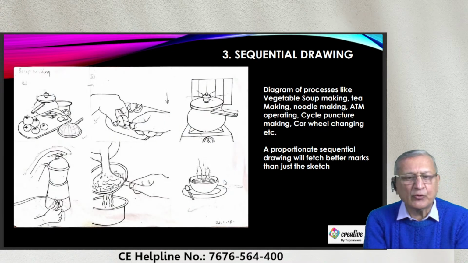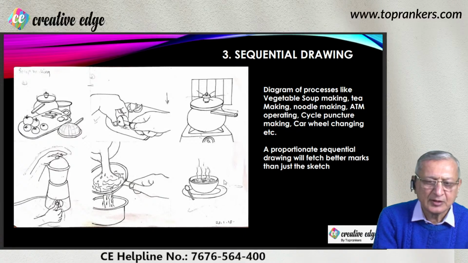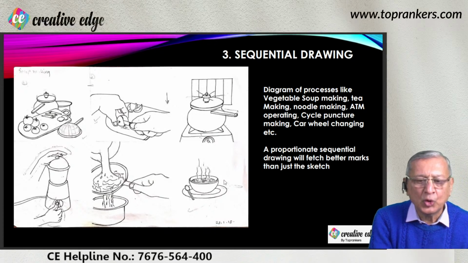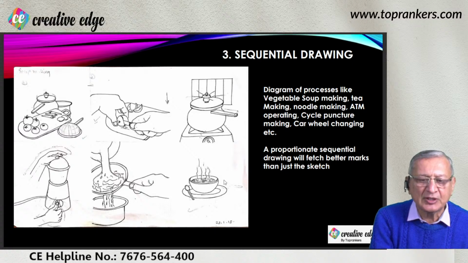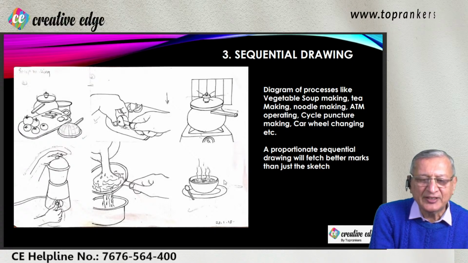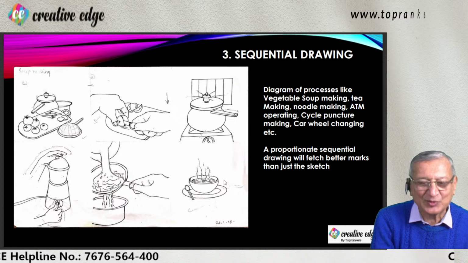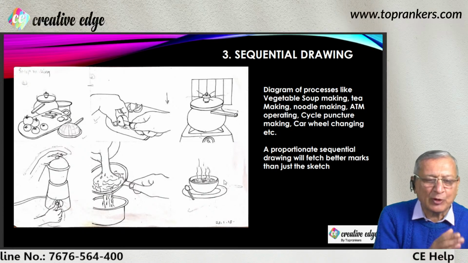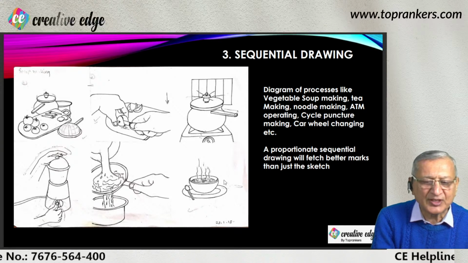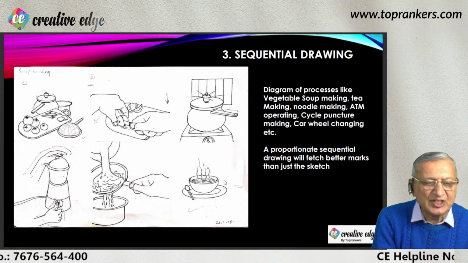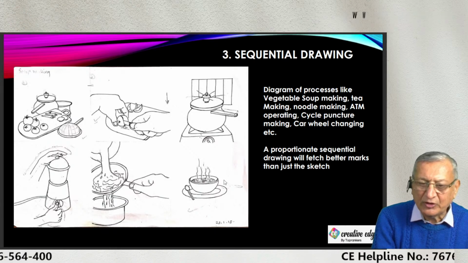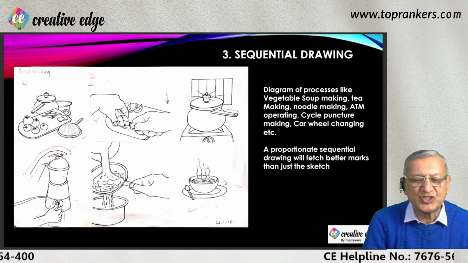Third type is sequential drawing. Diagrams of processes like vegetable soup making, tea making, noodle making, ATM operation, bicycle puncture making, car wheel changing, etc. Those day-to-day processes, you have to sketch them sequentially. A proportionate sequential drawing will fetch better marks than just the sketch.